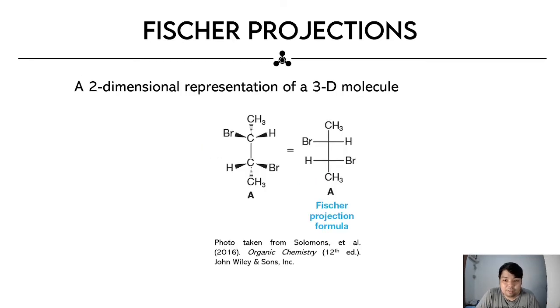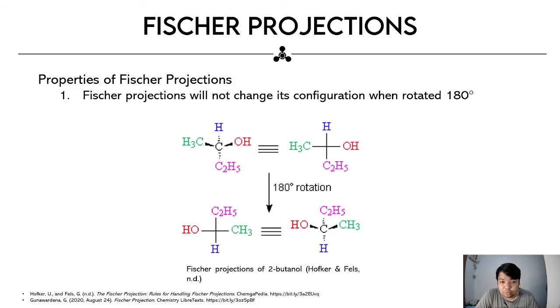So this is an example here. The same goes with molecules with more than one chirality center. It would look like this. You just flatten it out and this would be its Fischer projection. Now there are two properties of Fischer projections that are very useful, especially when you're trying to figure out its configuration. So Fischer projections will not change their configuration when you rotate 180 degrees.